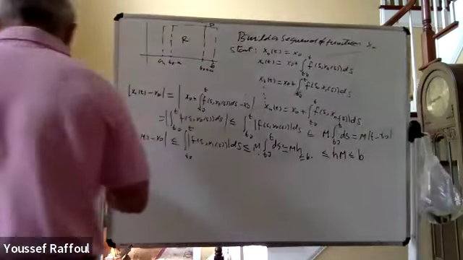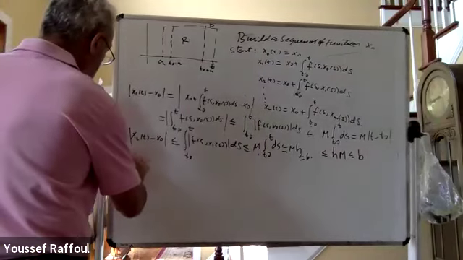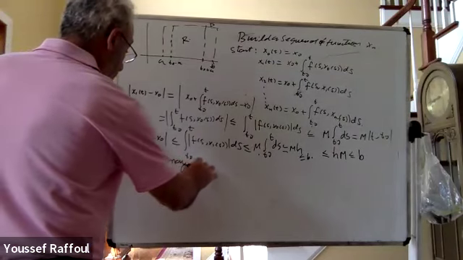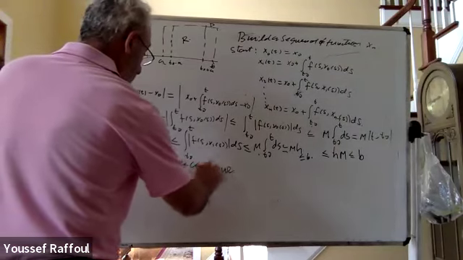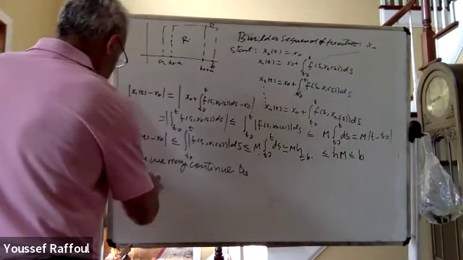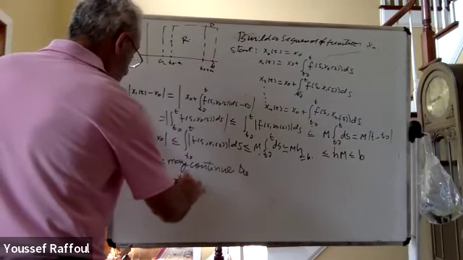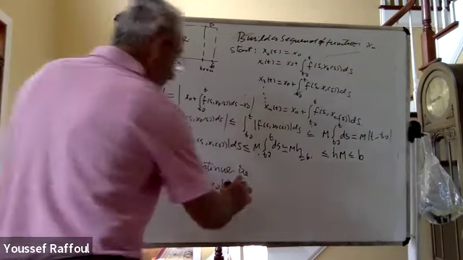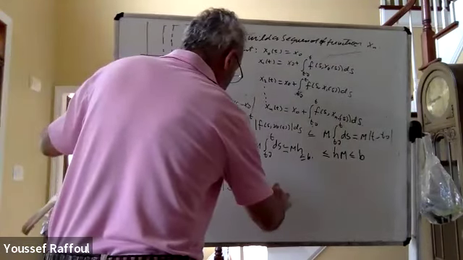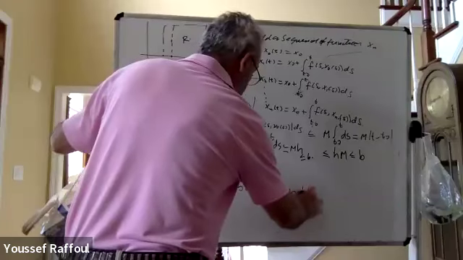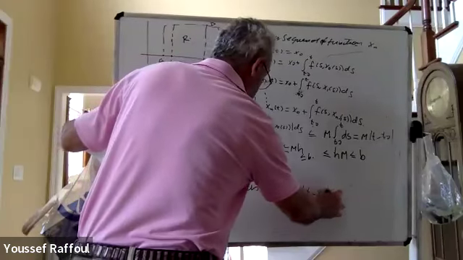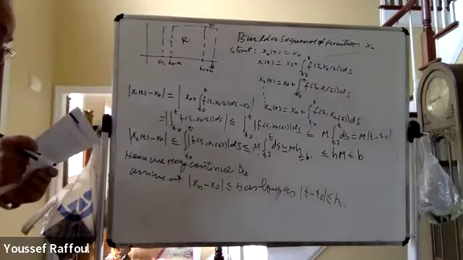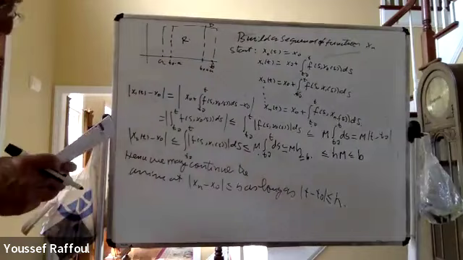Okay? And hence, we may continue to arrive at |xn − x0| less or equal to b as long as |t − t0| is less or equal to h. Okay?